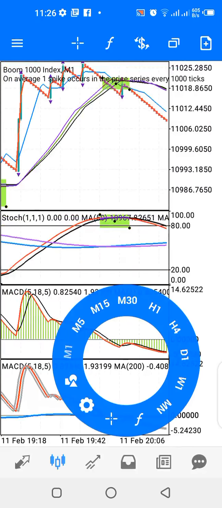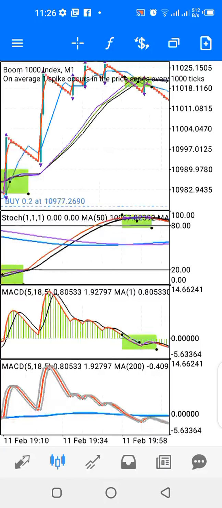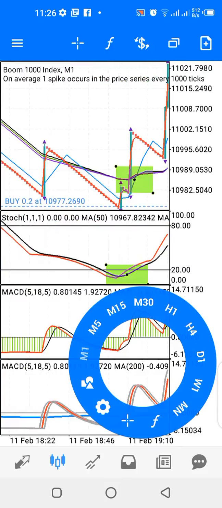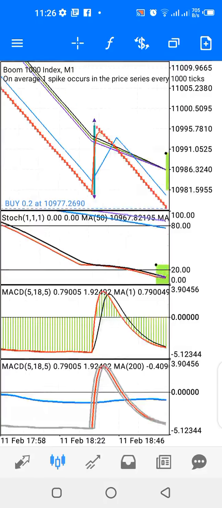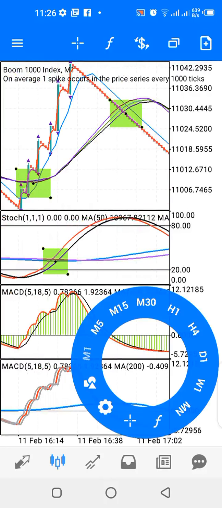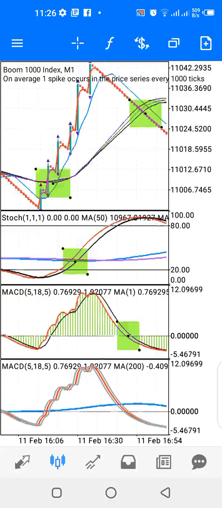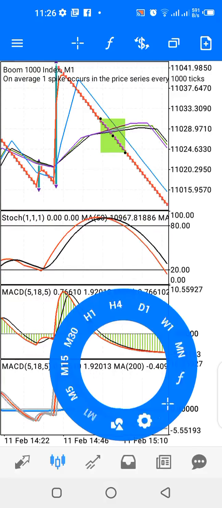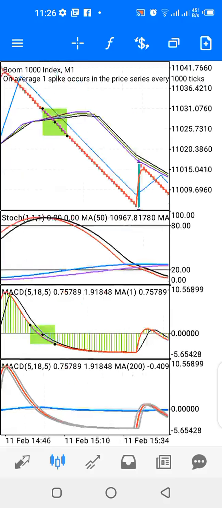We have around here, sell signal. Around here you have buy signal. Okay. All right. Around here you have sell signal. So basically that's the way it works, like you have around here sell signal. So that's the way it works.